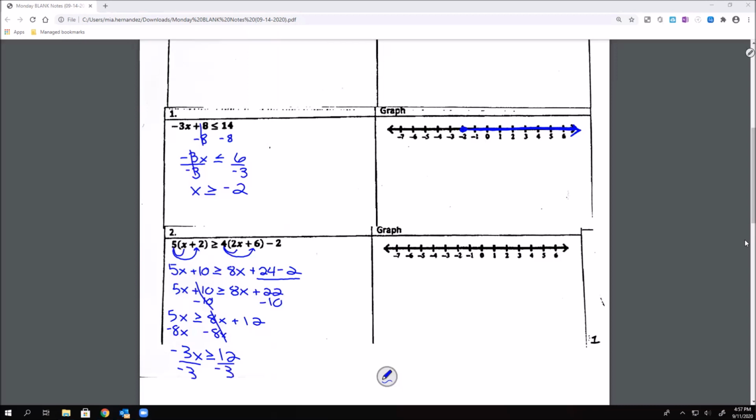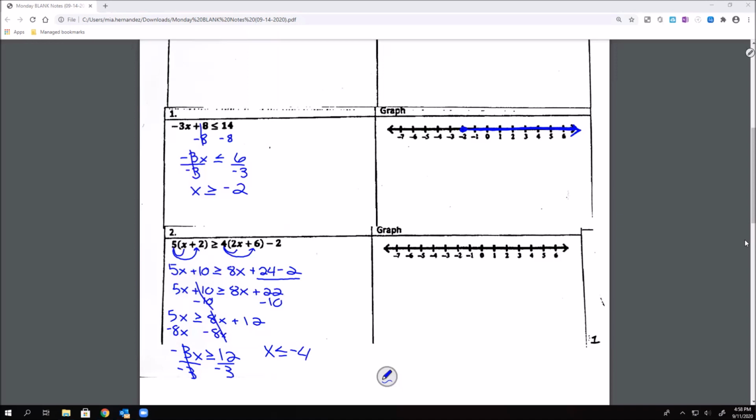I am dividing by a negative value. That means I flip my sign. So on this side, my negative 3's divide out. I'm just left with x. I did divide by a negative value, like we said before, so I flipped my sign. I'm no longer greater than. I am now less than or equal to. 12 divided by negative 3 gets me a negative 4. So my solution to this problem is x is less than or equal to negative 4.